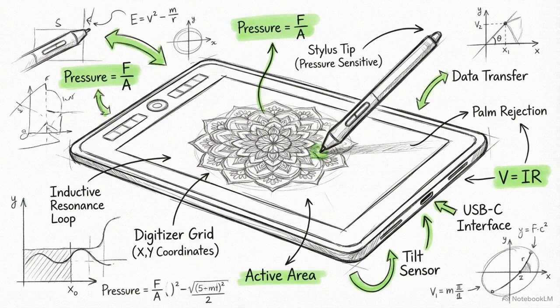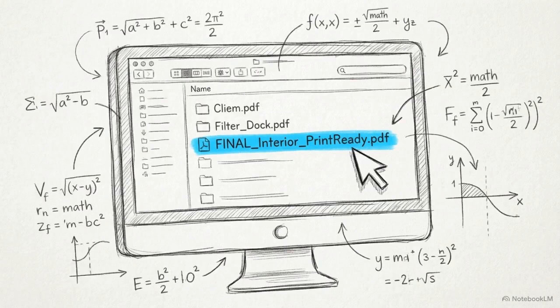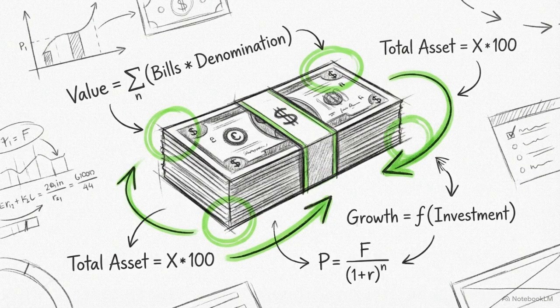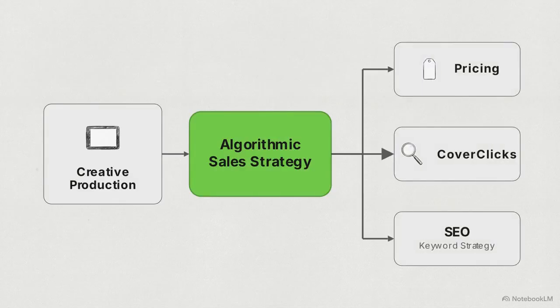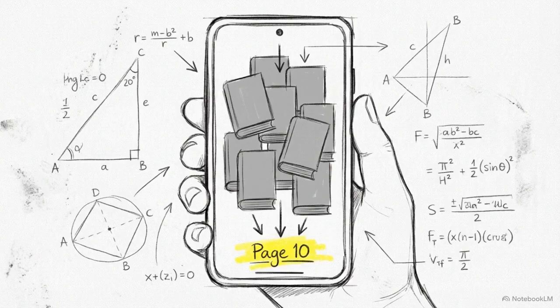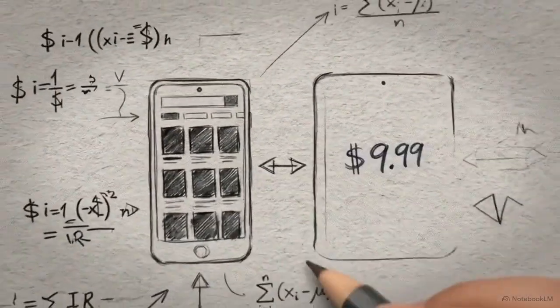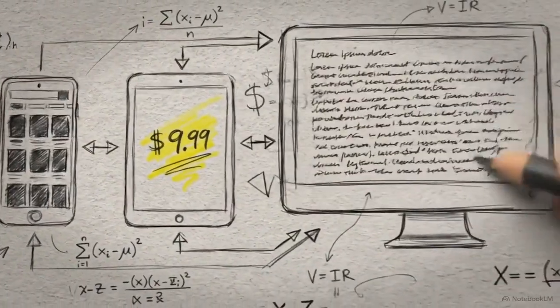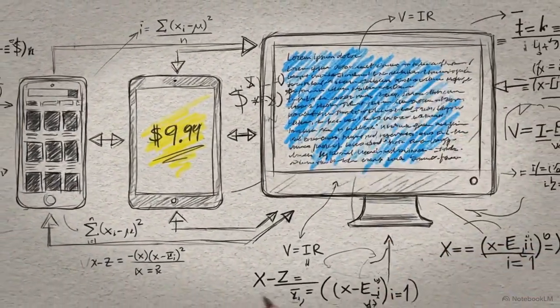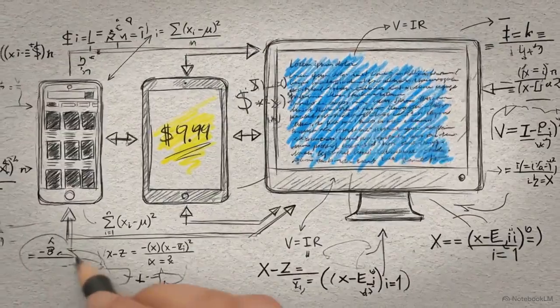Welcome to Module 5. You have finished the production phase, and you now have a complete interior file. To turn that file into revenue, we have to shift our mindset entirely toward algorithmic sales strategy. A meticulously designed interior will generate 0 royalties if the Amazon search engine buries it on page 10 of the search results. We will solve this by engineering 3 distinct elements: a sustainable premium price point, a mobile-optimized click magnet cover, and a data-driven SEO-stuffed product description.